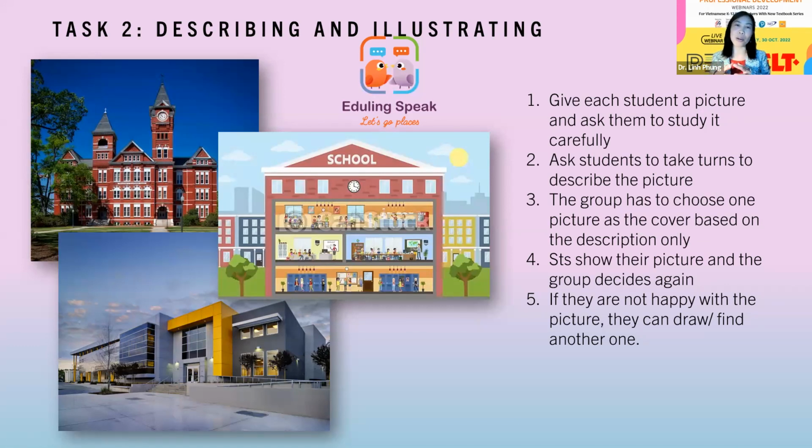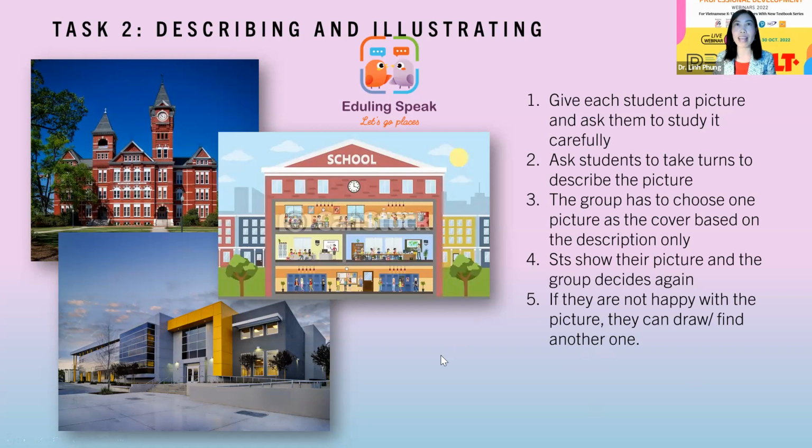I'm talking about the cover because I'm imagining that the students will put together a booklet or maybe a picture book to illustrate their dream school. So here they have to describe the 3 pictures, and then they have to choose 1 as the cover. And then students show their pictures and the group decides again after they can see the pictures visually. If they are not happy with the picture, they can find another one as the cover for the picture book that they are creating to showcase their dream school.